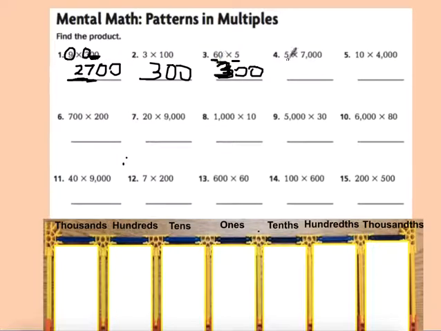Number 4, 5 times 7 is 35. Of course, that's not 7, it's 7,000. So I have to stretch this out 1,000 times bigger. The answer is 35,000.